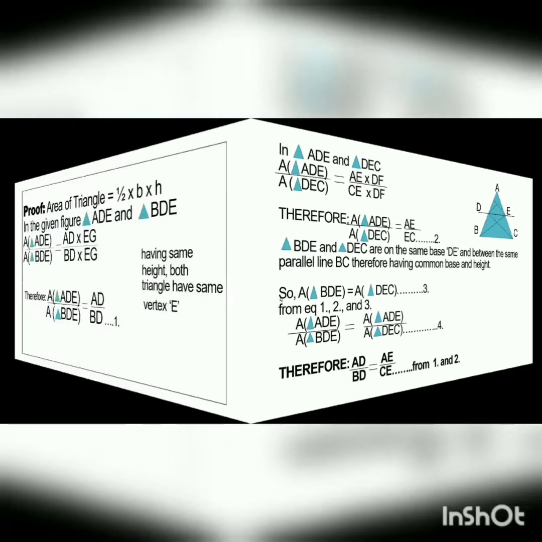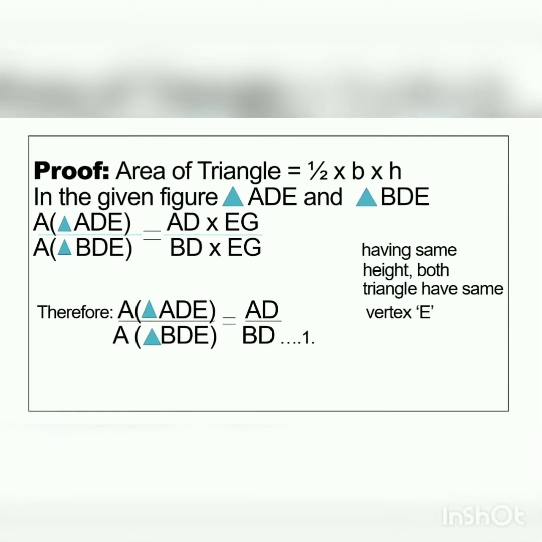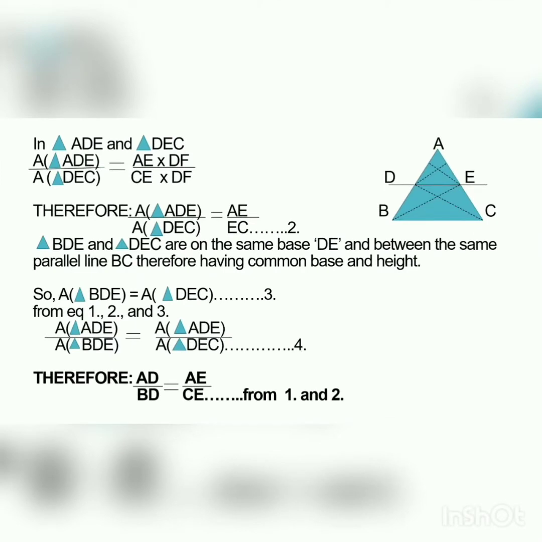Now again observe equation first. Area of triangle ADE upon area of triangle BDE is equal to AD upon BD. Equation second: area of triangle ADE upon area of triangle DEC is equal to AE upon EC. This is our equation 2. But in equation third, BDE is equal to DEC. So LHS side of first equation and second equation are equal. So RHS side, means AD upon BD is equal to AE upon CE.